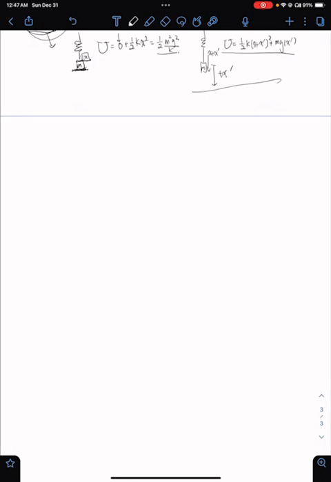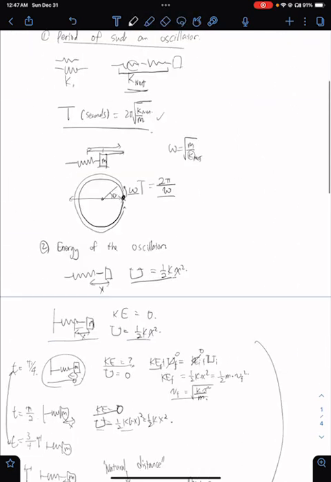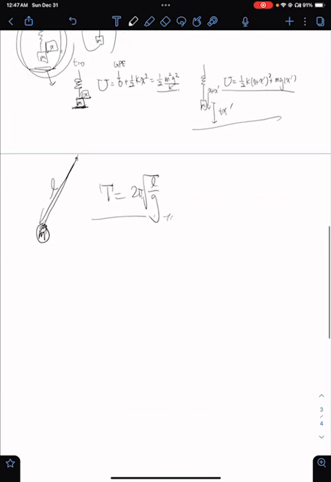There's another type of harmonic motion, which is a pendulum: a string of length L, and a mass m is attached to the end of the string. The period in this case is 2 pi square root of, I think, L over g, instead of 2 pi square root of m over k. So that's the little difference there. But that's basically the gist of harmonic oscillators.